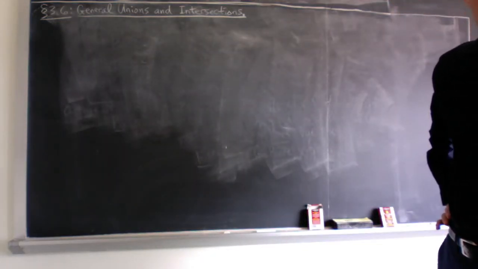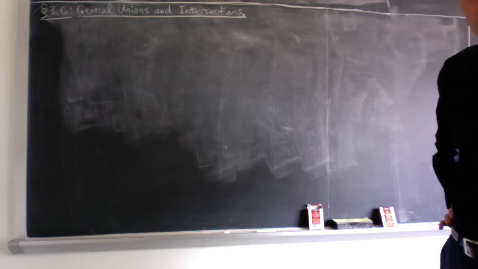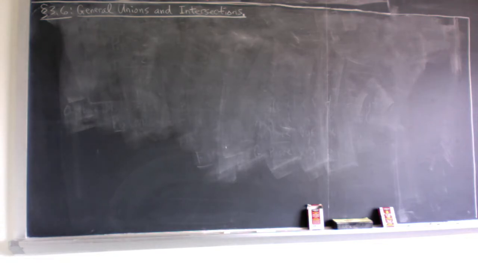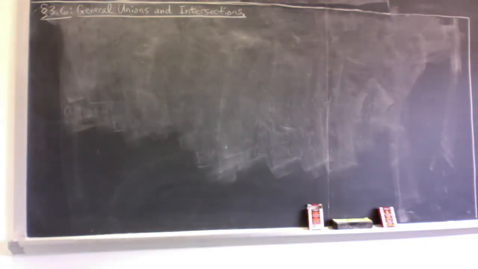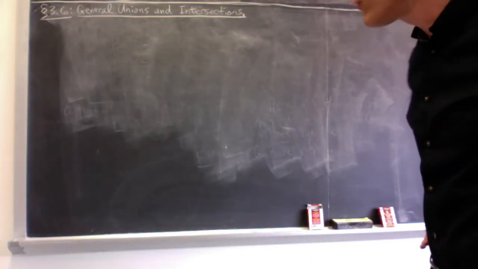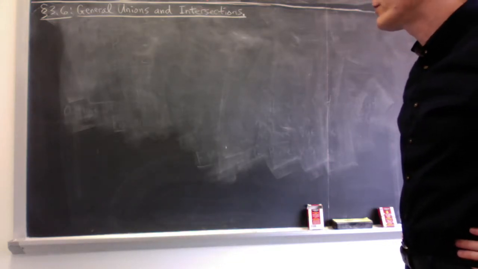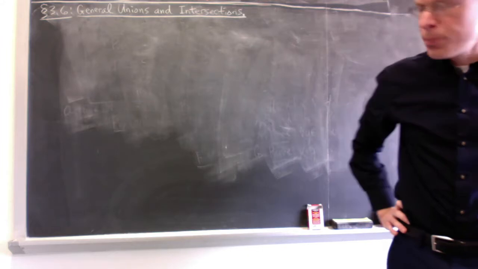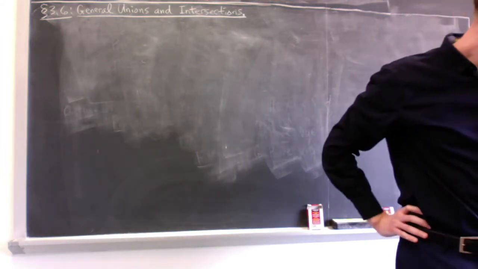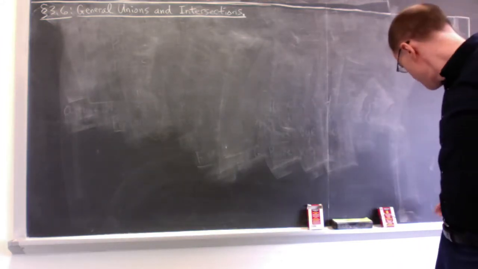This is a lecture that I'm recording for Math 3034, Introduction to Proofs. Hopefully you can see the board, my office board here. I'm going to give a presentation on general unions and intersections of sets. This is section 3.6 of the textbook, which I'll follow fairly closely.